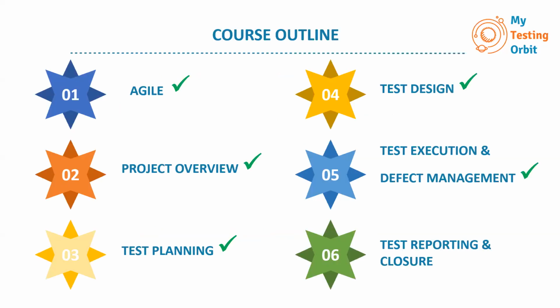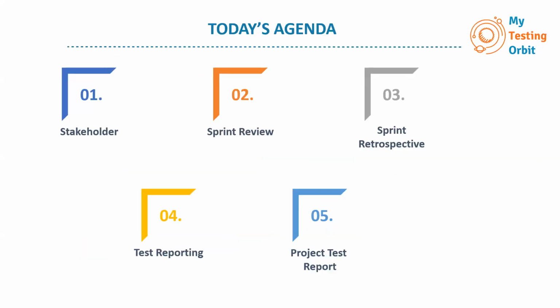Okay, so if we just have a look at the course outline. So far we have covered 5 modules, and the last one which we will be covering today is regarding test reporting and closure. So today's agenda is we will see who is a stakeholder, sprint review, what is sprint retrospective, test reporting, what kind of reports are generated, and also the project test report for the project which we have done in this training.